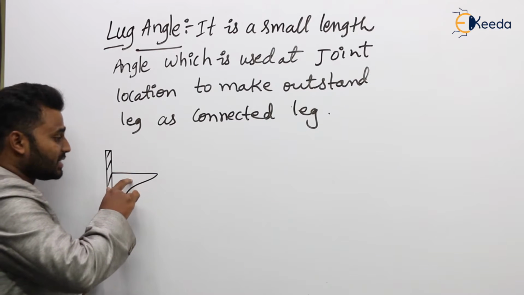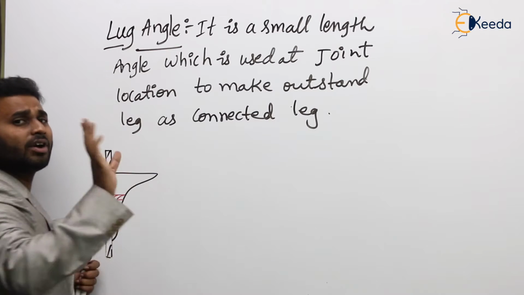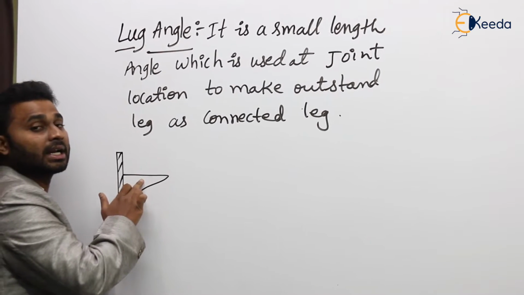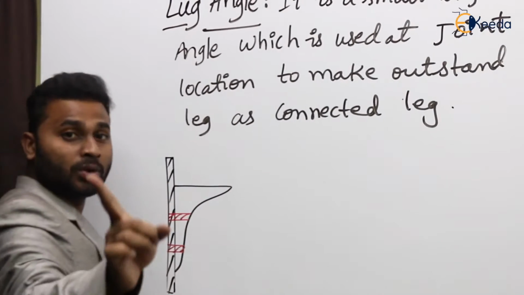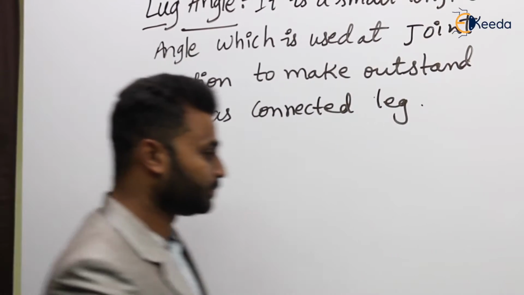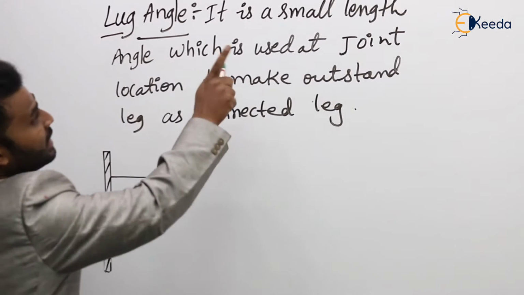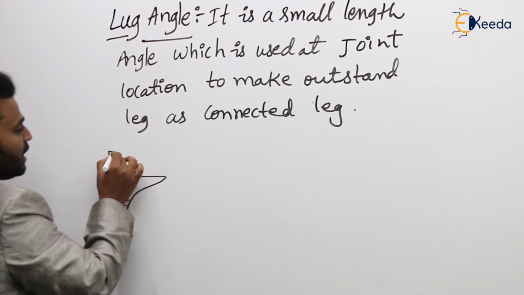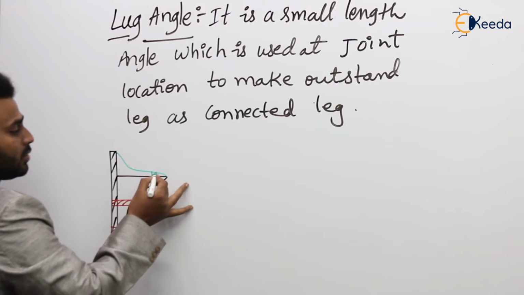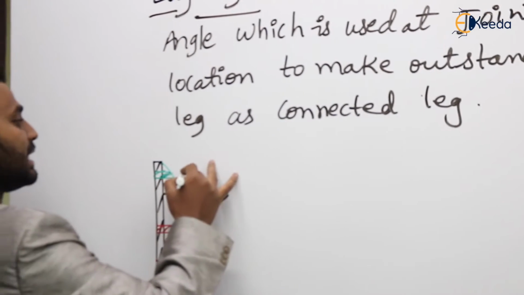Now to make this outstand or unconnected leg as a connected leg, we have to use lug angle. So by making use of lug angle, we are making it. So how do we do it? If you see, the lug angle is a small length angle. So it is having very small length. So this is lug angle. So this is how we are going to use connections.